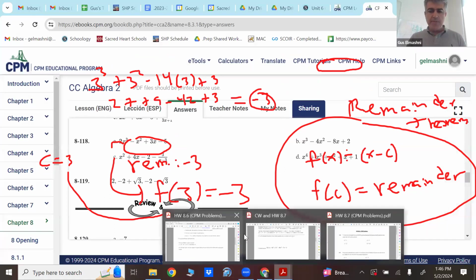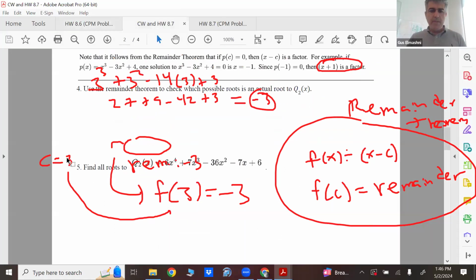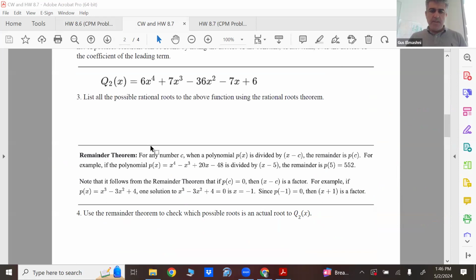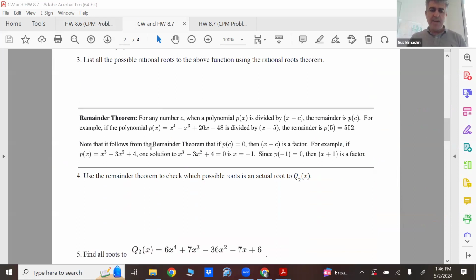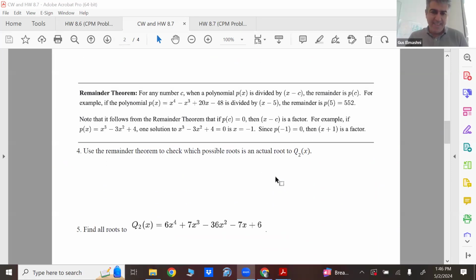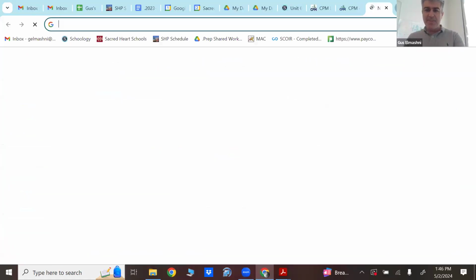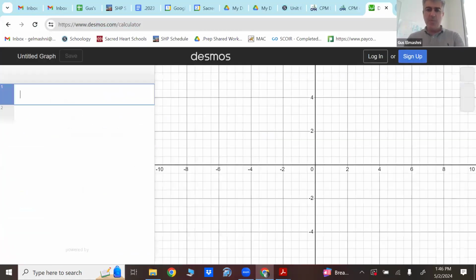So going back to the notes, they say use the remainder theorem. Check which possible roots is an actual root. Really? I really don't want to do that. I'm gonna cheat. Let's go to Desmos. I really don't want to test all those. It's a pain to do.